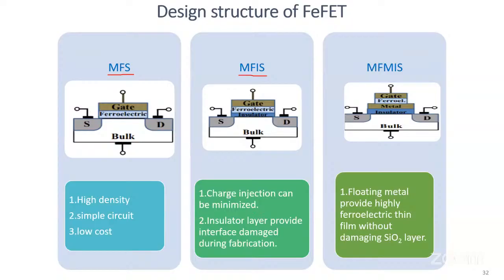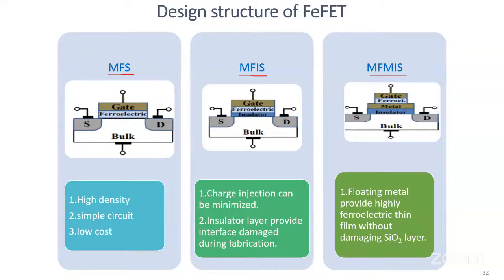So here basically charge injection can be minimized, and the insulator layer provides protection against interface damage during fabrication, because it provides protection for the ferroelectric layer. And then we have the MIS kind of structure, where the floating metal provides a highly thin ferroelectric film without damaging the SiO2 layer. So this particular stack is also commonly used in ferroelectric FETs.